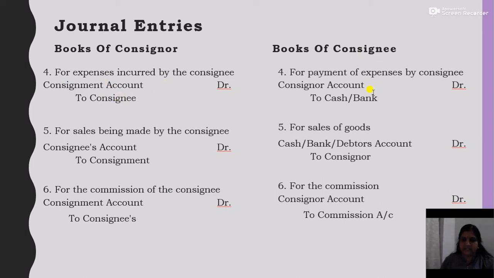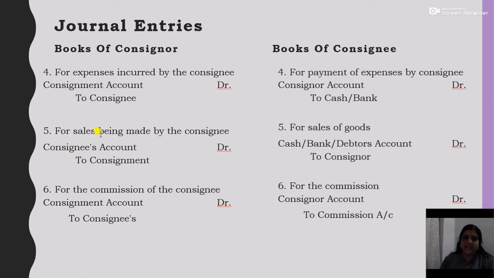Then in the books of the consignee, for payment of expense by the consignee, the journal entry is consignor's account debtor to cash or bank. This is because the consignor becomes the debtor of the consignee until the amount is repaid by him. Okay, so until that time, the consignor is the debtor of consignee and the amount will be reimbursed by the consignor. So the journal entry is consignor account debtor to cash or bank.